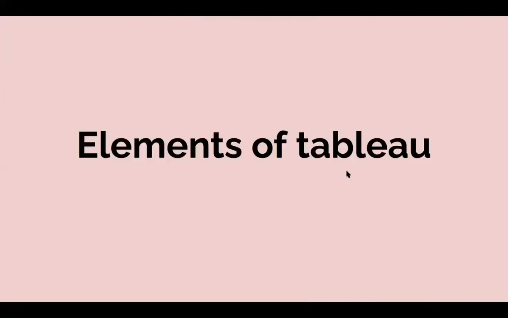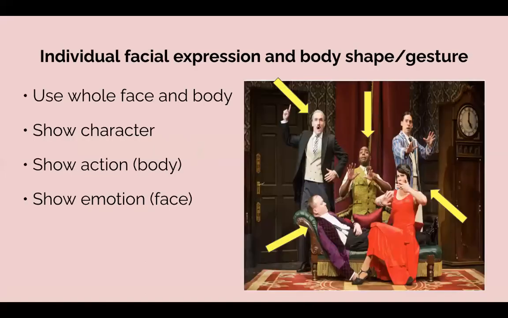Okay. So there are certain elements of a tableau. You're probably getting used to hearing the word elements, that there are elements of art, there are elements of theater, and there are elements of tableau. So the elements of tableau, one of the first elements is individual facial expressions and body shapes or gestures.